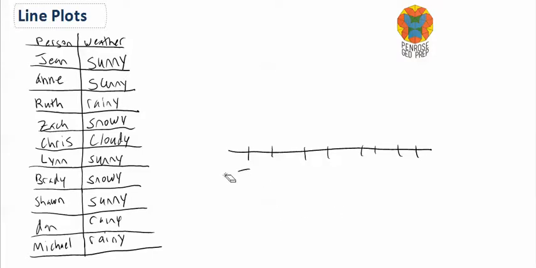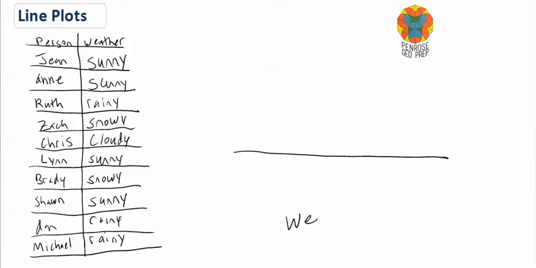So let's erase this and try again. This time, let's still draw a line first. And now instead of writing person below the line, let's write weather. And now let's draw a mark on the line for each of the types of weather. So one mark for sunny weather, one mark for rainy, one mark for snowy, and then finally one mark for cloudy.